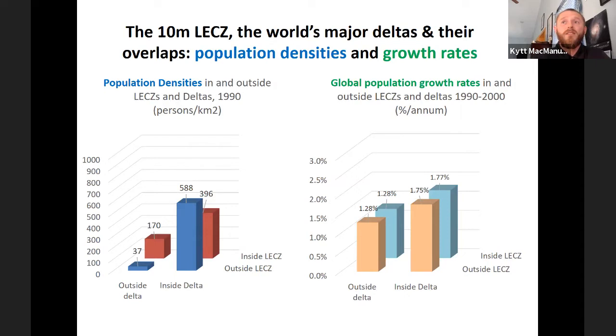So in the 10 meter LECZ, the deltas and their overlaps, there are population densities and growth rates. Again, we're seeing that inside the delta, there is a greater density, both inside and outside the LECZ, and that inside the delta, there's faster growth than outside of it, whether you're in the LECZ or not.